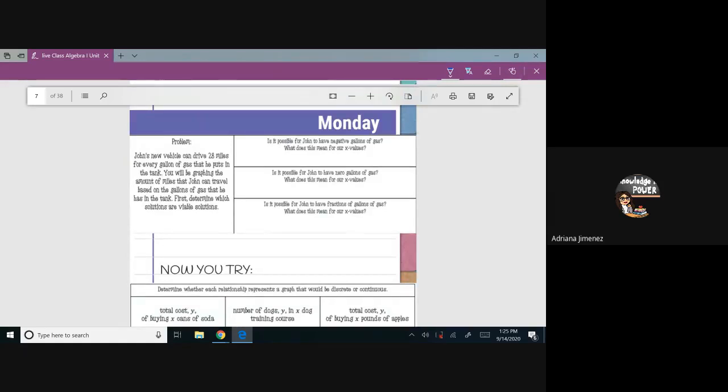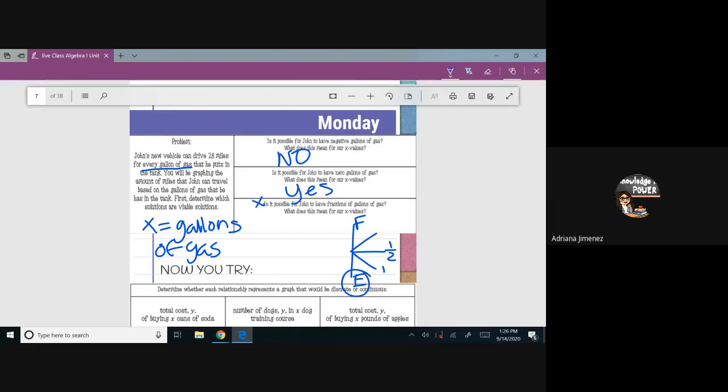All right, this word problem: John's new vehicle can travel 28 miles for every gallon. So again, the key word is to look for each, every, or per. We got every. So we're talking about X being gallons of gas. All right. So is it possible for him to have negative gallons of gas? No. You can't have negative gallons of gas. You can only go to E. Remember, when you look at a gas tank gauge, it has F for full, E for empty. If the gauge is broken, yes, it could go past the E, but it's going to be at the E. And if you're out of gas, your car's not going to be able to work. So you can't have negatives. Is it possible to have 0? Yeah, that's the empty part.